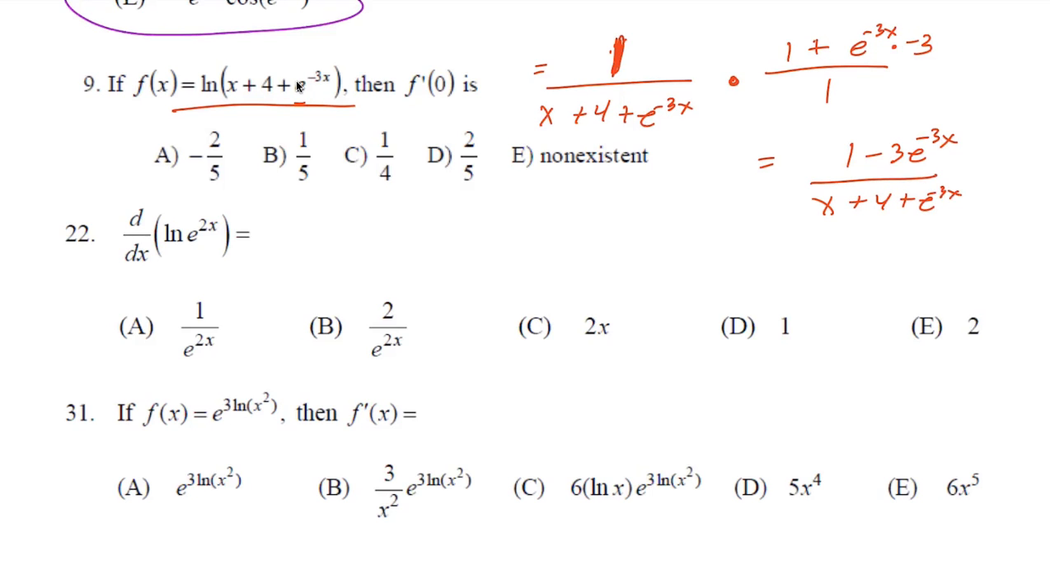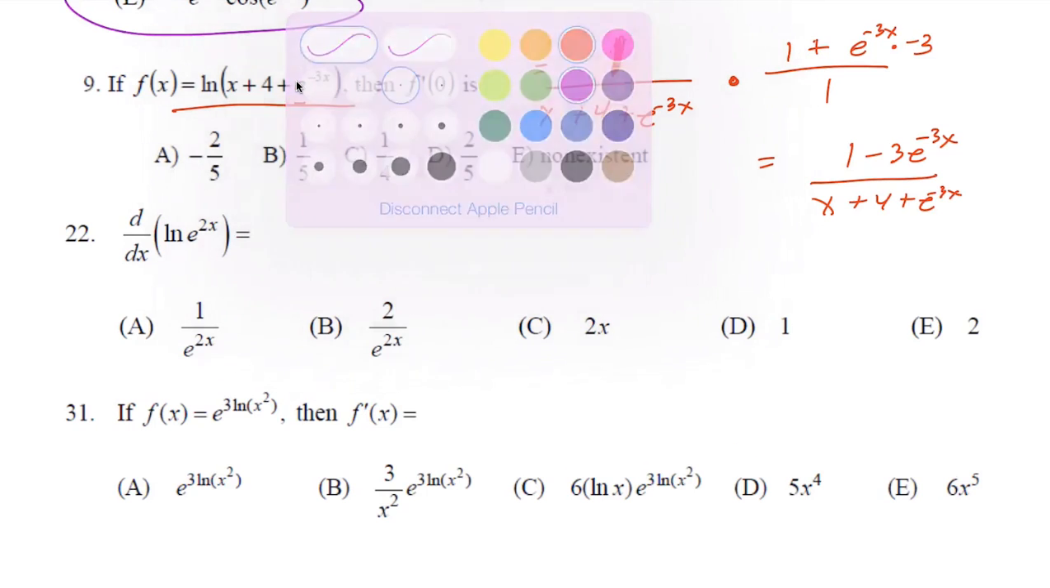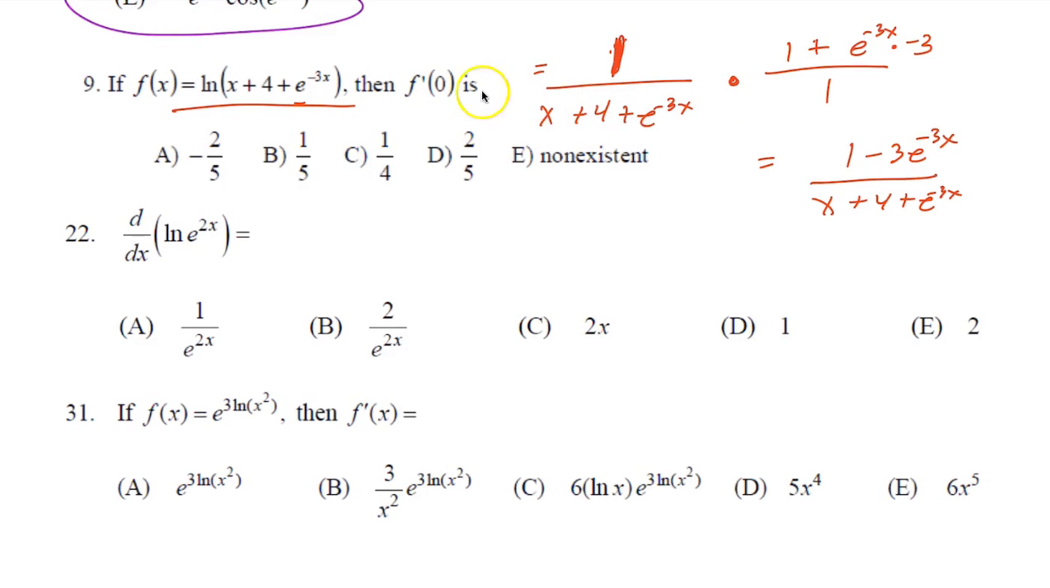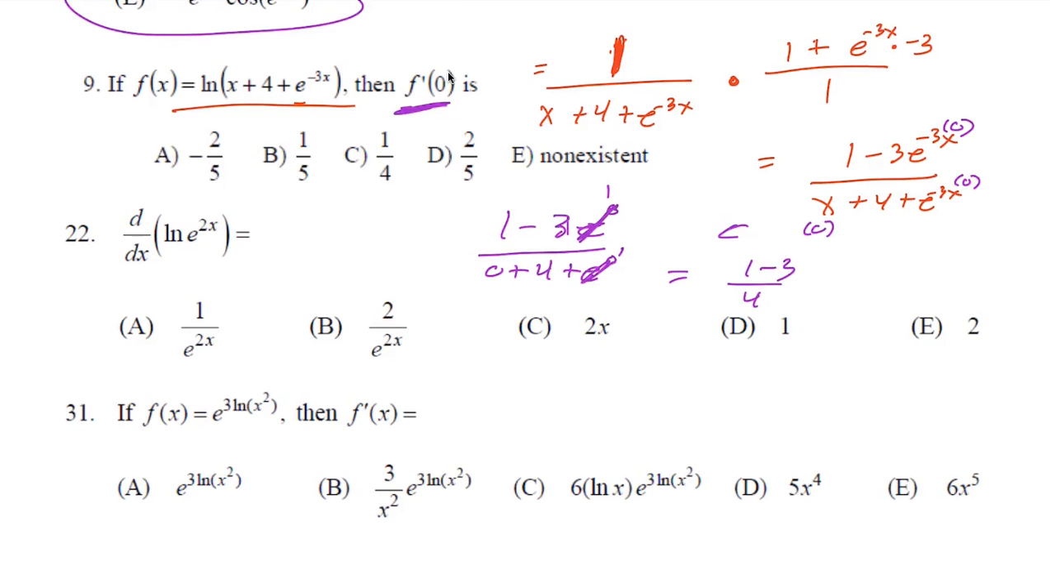Another one I like to add on a test or quiz, by the way. It's a fun one. Right, and again, I'm not done. I still got to plug in 0. So that's why it's a perfect test question. You plug in 0. Let me just write it a little nicer. It's 1 minus 3 e to the 0 all over 0 plus 4 plus e to the 0. E to the 0 is 1. So I get 1 minus 3 over 4 plus 1, or negative 2 over 5.